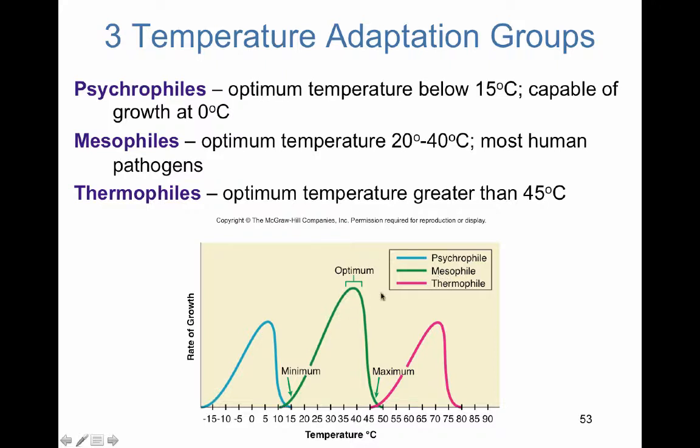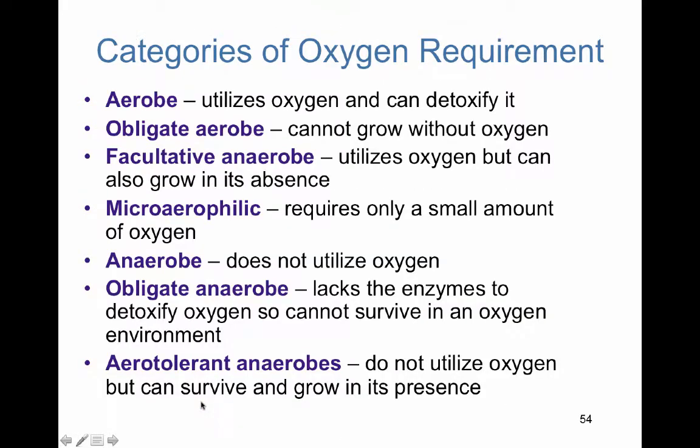Take a look at the mesophile. Optimum is between 35 and 40 degrees Celsius. Min is 10, max is 50, and so on. So thermo likes to grow at very high temperatures. Psychro grows at below 0 degrees Celsius.